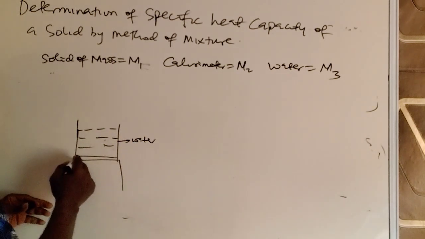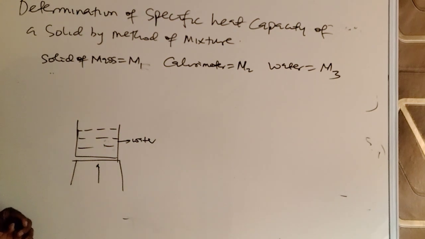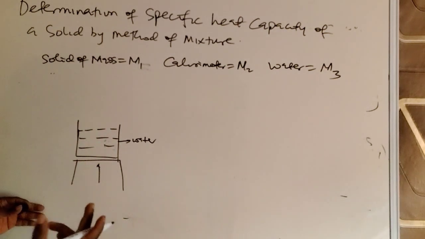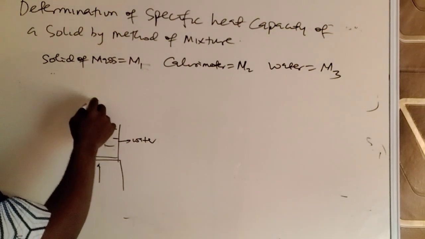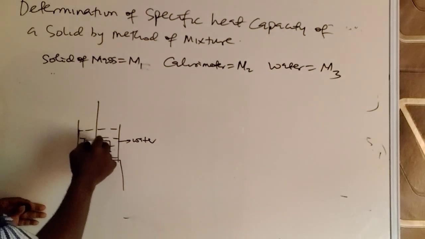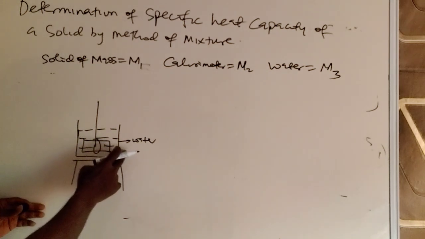Then you heat the beaker. As you heat the beaker to high temperature, you now get the solid, which could be a metal like copper or aluminium, tie it to a string and immerse it inside the water that is being heated. Heat it until the water reaches its boiling point.